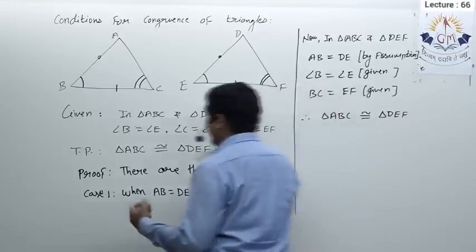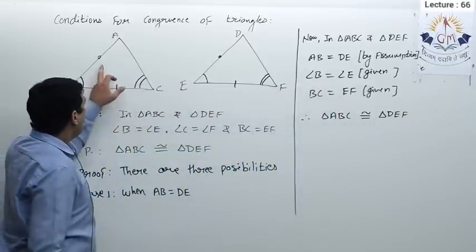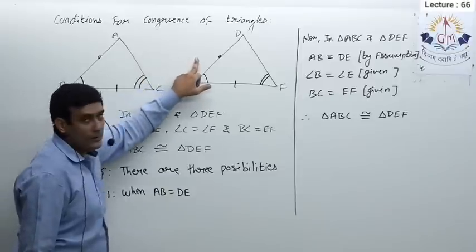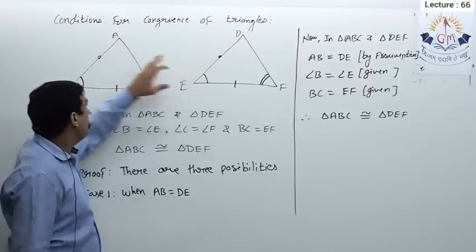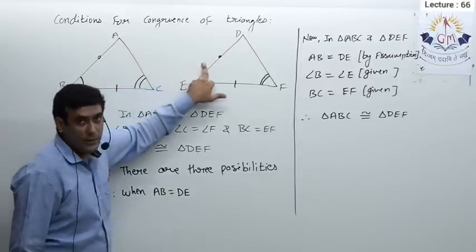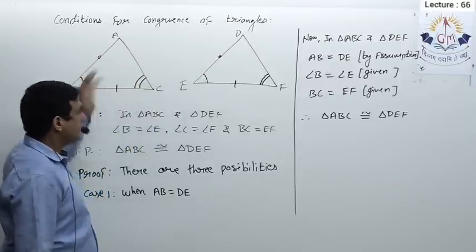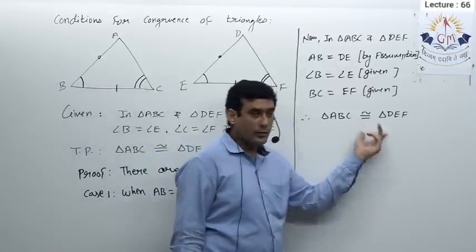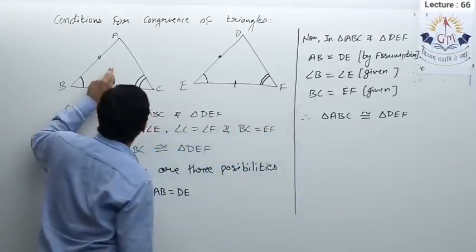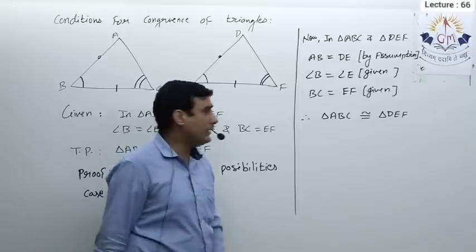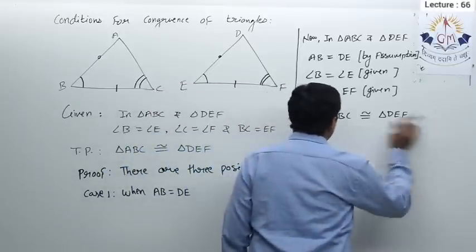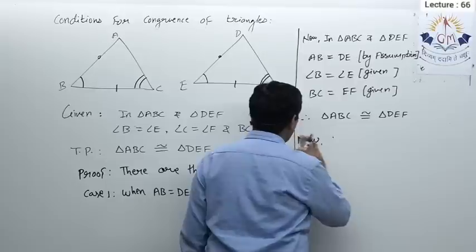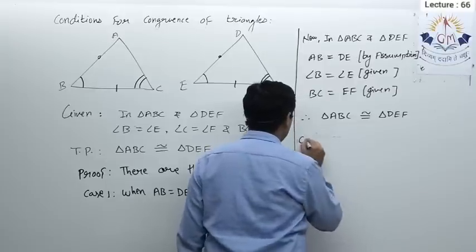See, if I'm able to prove that in all three conditions, that means whether AB is equal to DE, the triangles are congruent or not, whether AB is less than DE, the triangles are congruent or not, and in the third case, if I'm able to prove in all three cases that the triangles are congruent, I can say the triangles will be congruent by angle side angle. So this is the first case. Now case 2.